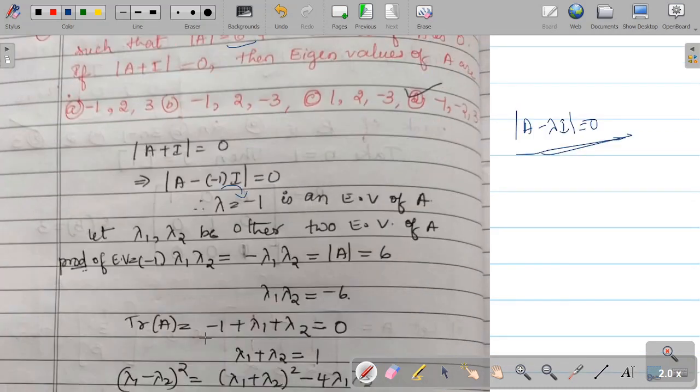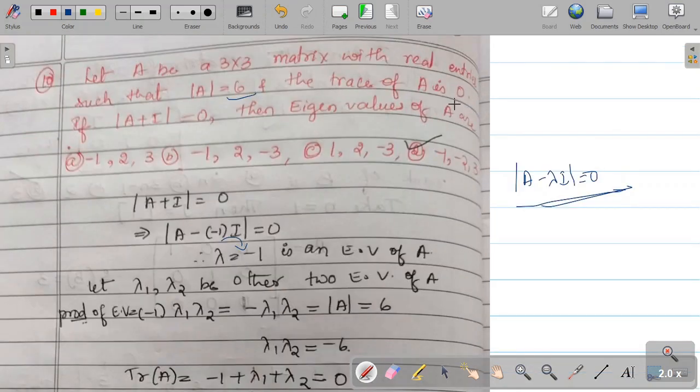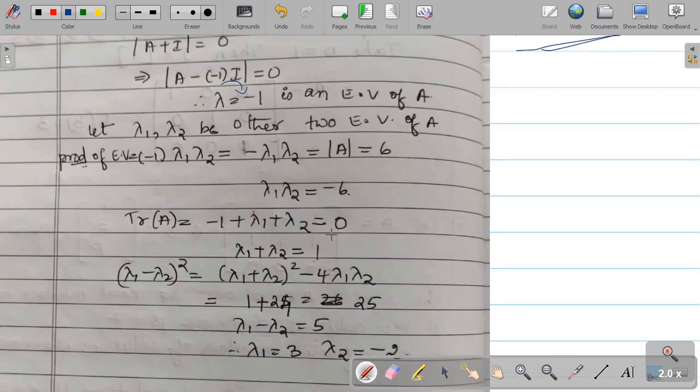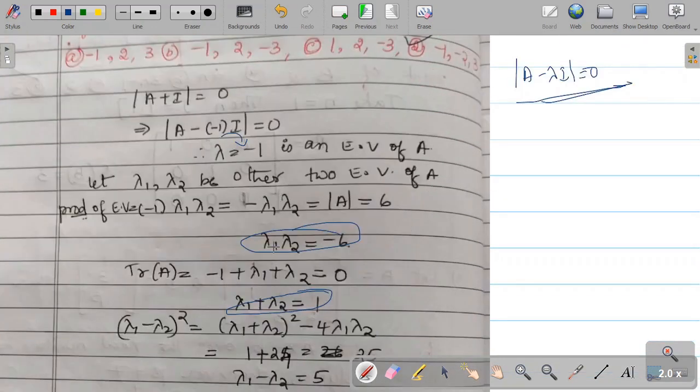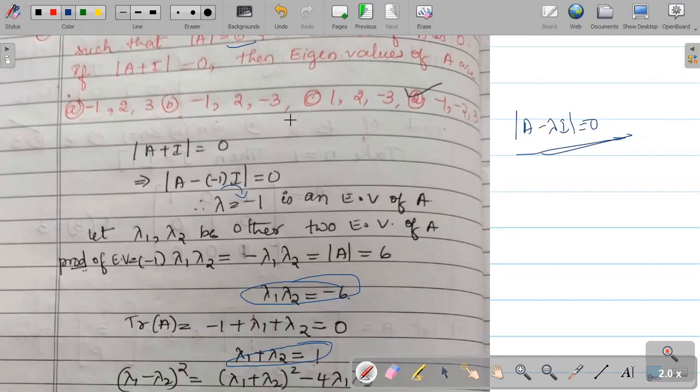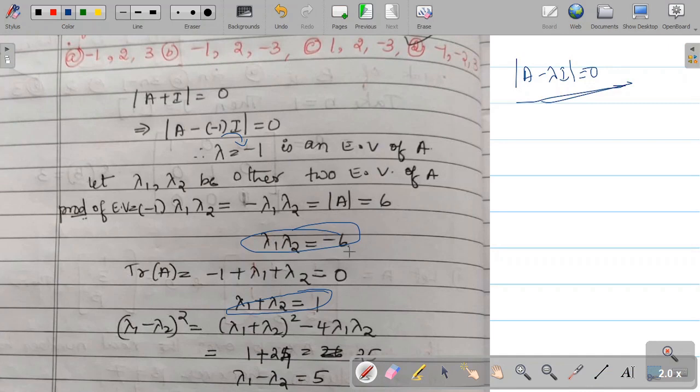Similarly, trace of A equals minus 1 plus lambda 1 plus lambda 2, which is the sum of eigenvalues, equal to the trace of the given matrix. Trace of A is 0. Both had been given to you. So lambda 1 plus lambda 2 equal to 1. So make use of these two in this formula. Either you can go that way or else directly you can check with the options, because one of the eigenvalues is minus 1, so the rest two eigenvalues we want satisfy this condition.